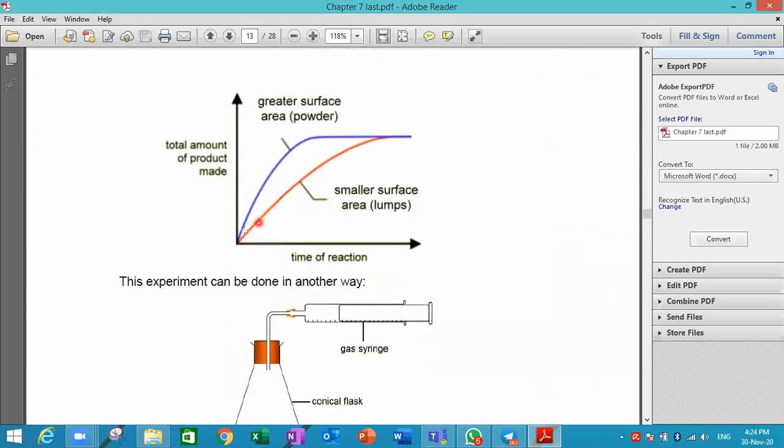So as you see here, if this is the total amount of product made and this is the time of the reaction, we find that in the first one, where we had smaller surface area, we were using lumps of calcium carbonate, we got this curve. But when we crushed the lumps and formed small pieces or even powder, the more they are in the powder form, we will find that the rate increases, and we observe this from the steepness of the curve, and it will take less time to form the total amount of product that should be formed.